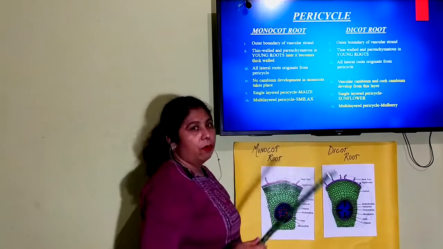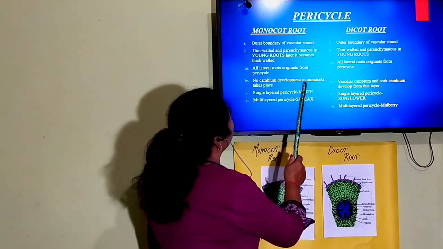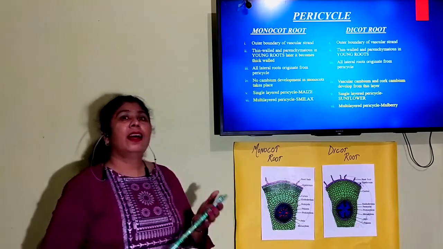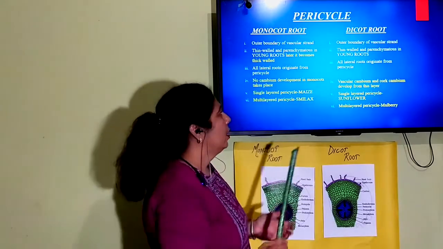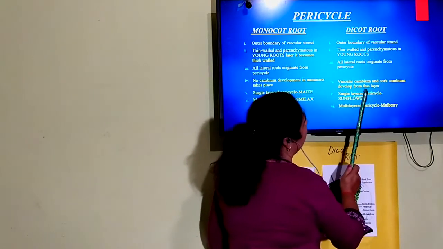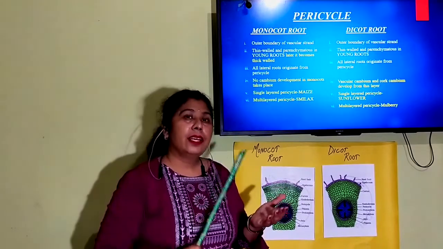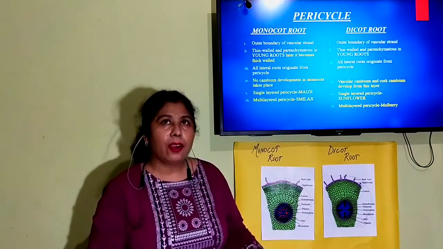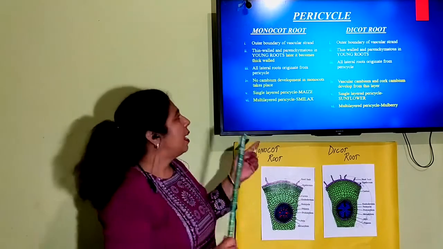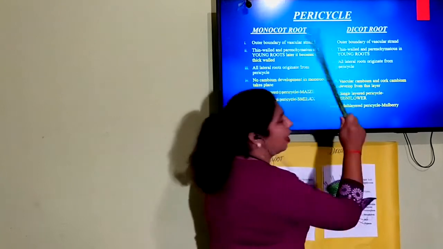Now, moving to the next point. No cambium development in the monocots takes place. This is a very important point. Vascular cambium and cork cambium develop from this layer because there is secondary growth in dicots, but there is no secondary growth in monocots. That's why there is no cambium in monocots, but here is the cambium.